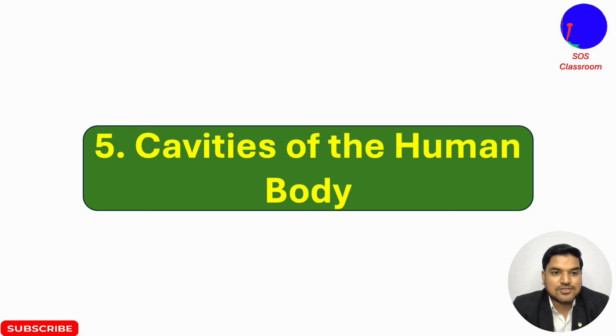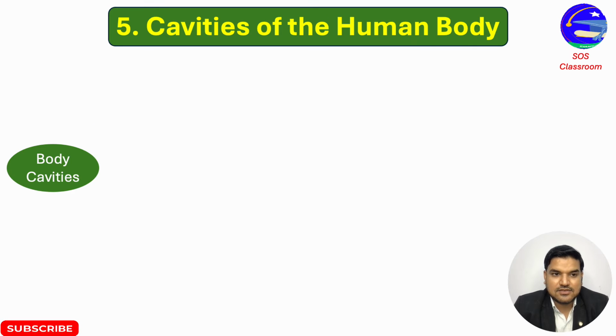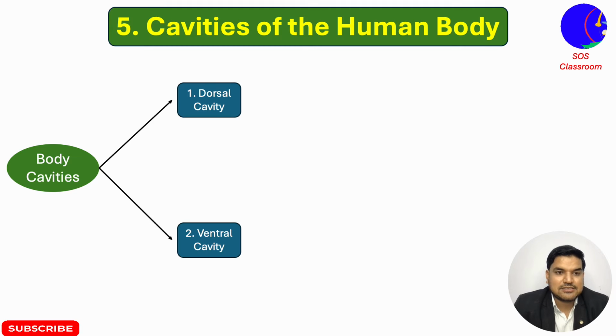Okay, so welcome back, and today we'll discuss the cavities of the human body. Different types of body cavities present in the human body we will discuss in this lecture. Number one, the body cavity is divided into two segments. First is the dorsal cavity and next is the ventral cavity.